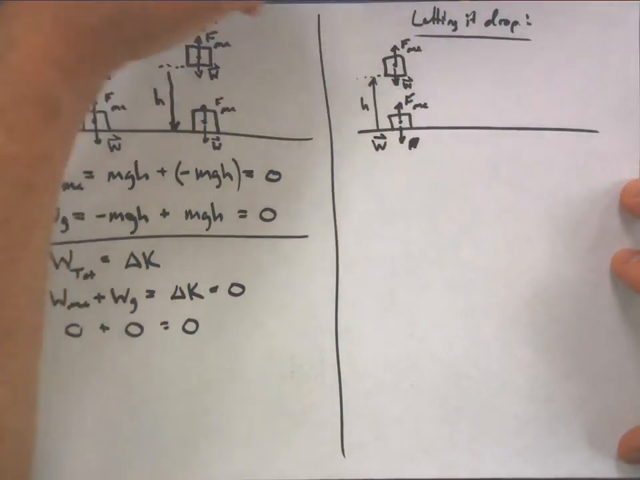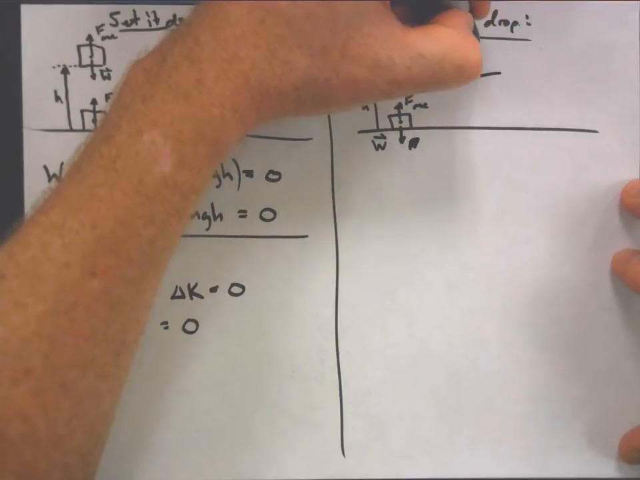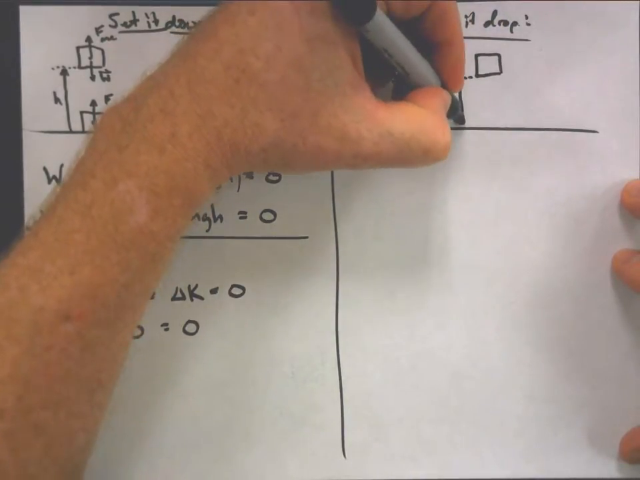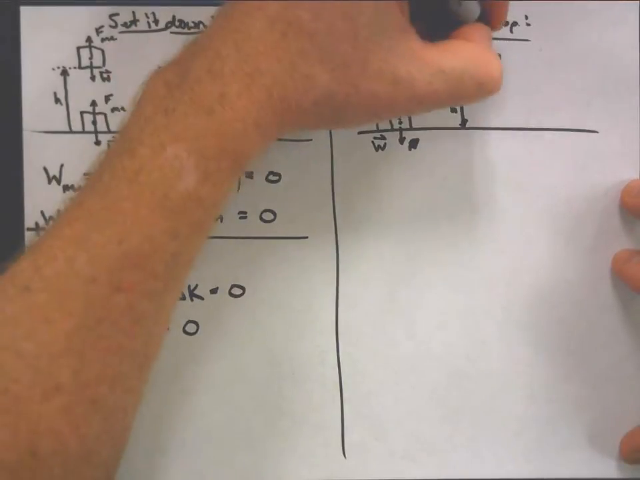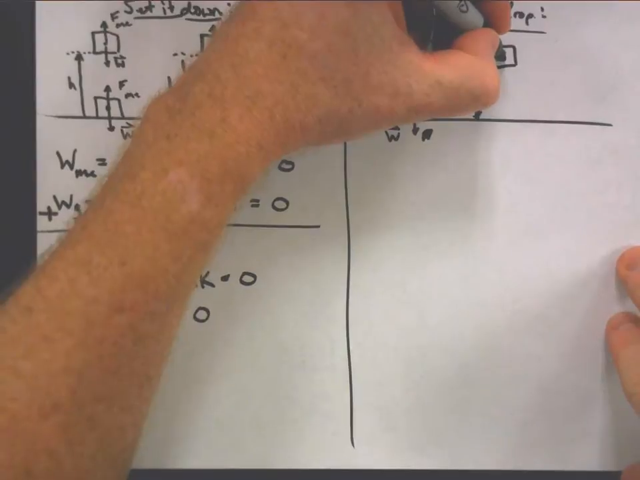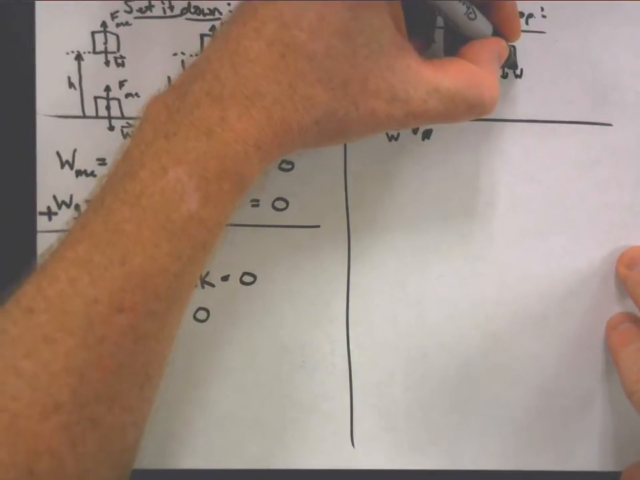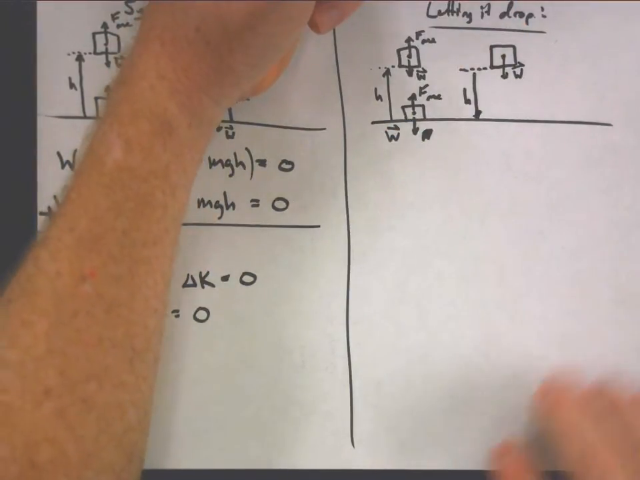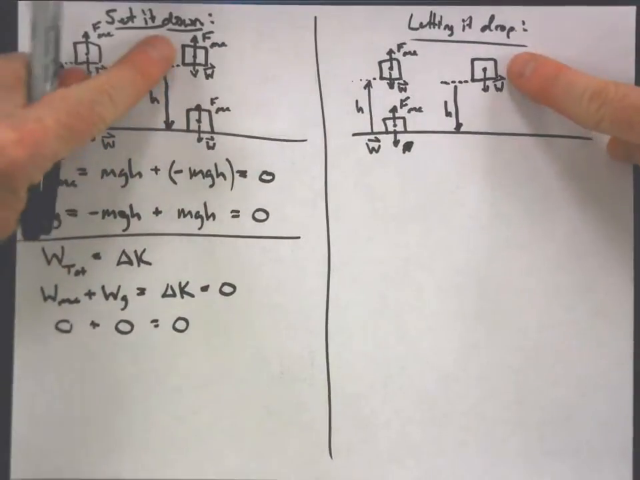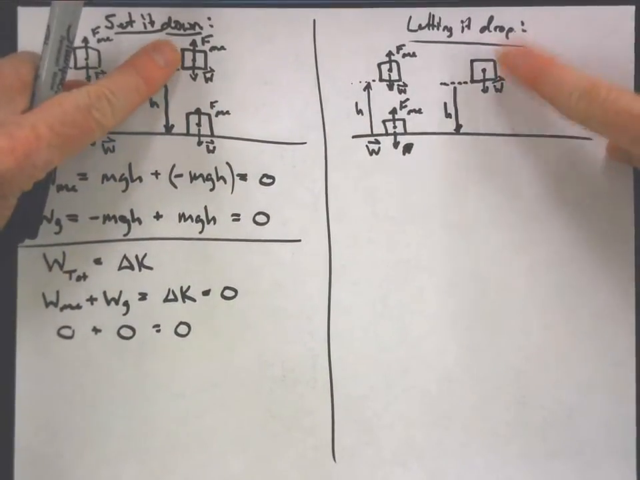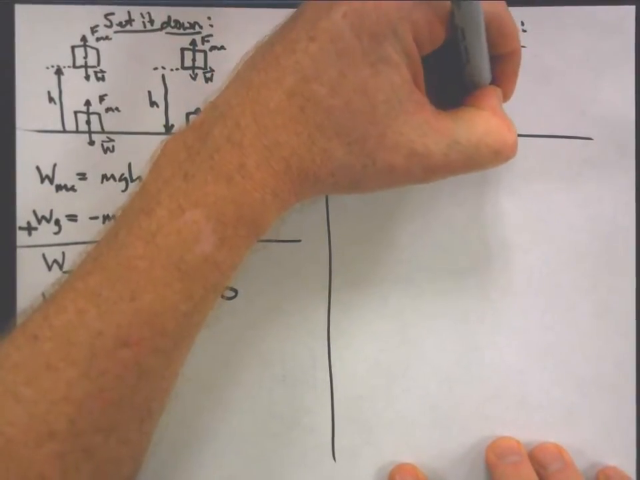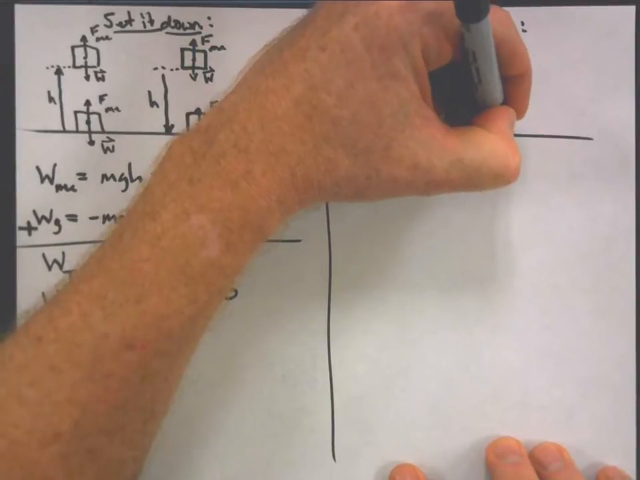And this time, however, okay, from this position, I'm going to let it drop. It's going to move through distance h in that direction. If I let it drop, well, what are the forces acting on it? Just gravity. No longer am I doing anything to it. That difference right there is really, really profound. We got to see what's going to happen here. Okay, so we got weight there too.